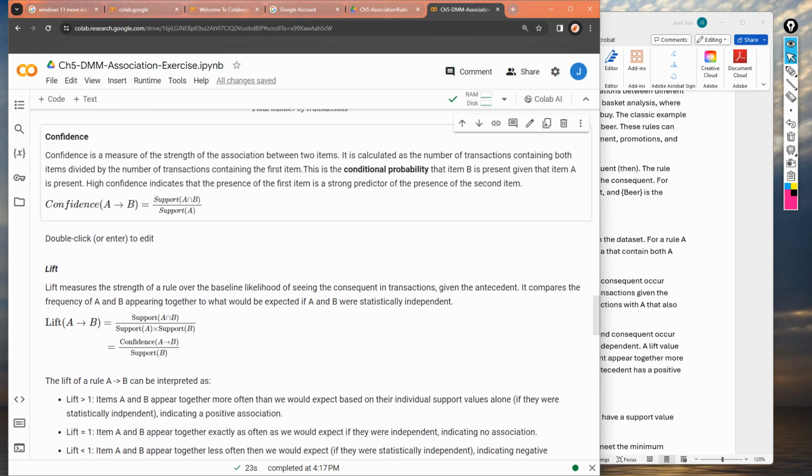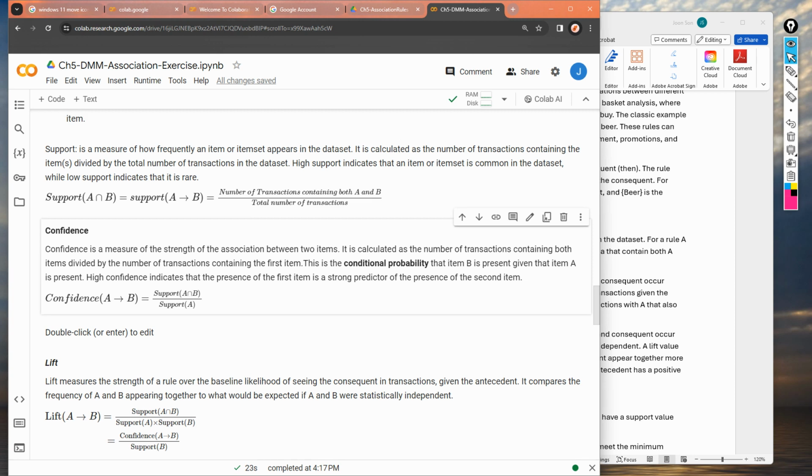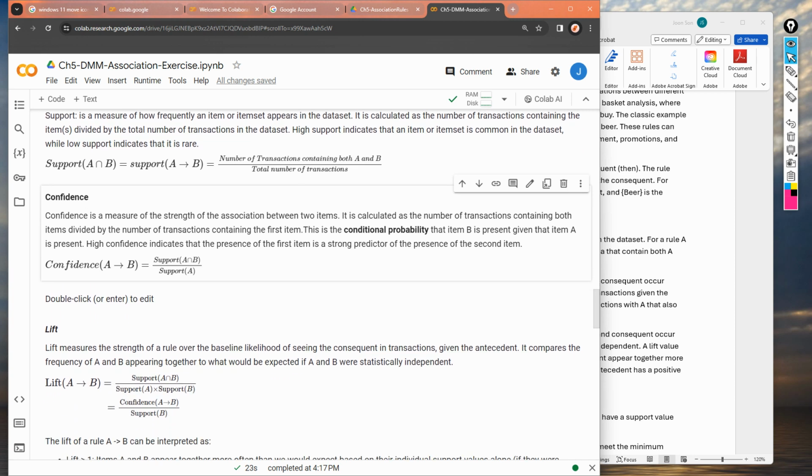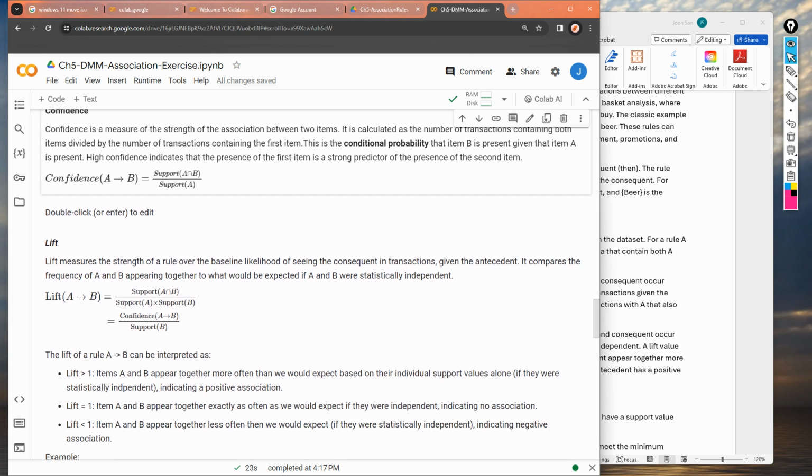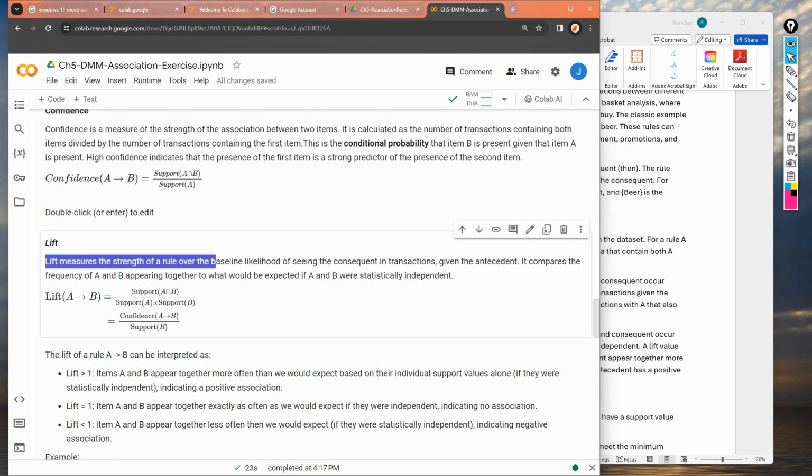Lift is a little bit more complex than support and confidence. Support and confidence are kind of straightforward, but lift measures the strength of the rule over the baseline likelihood of seeing the consequent in transactions given the antecedent. It compares the frequency of A and B appearing together to what would be expected if A and B were statistically independent.